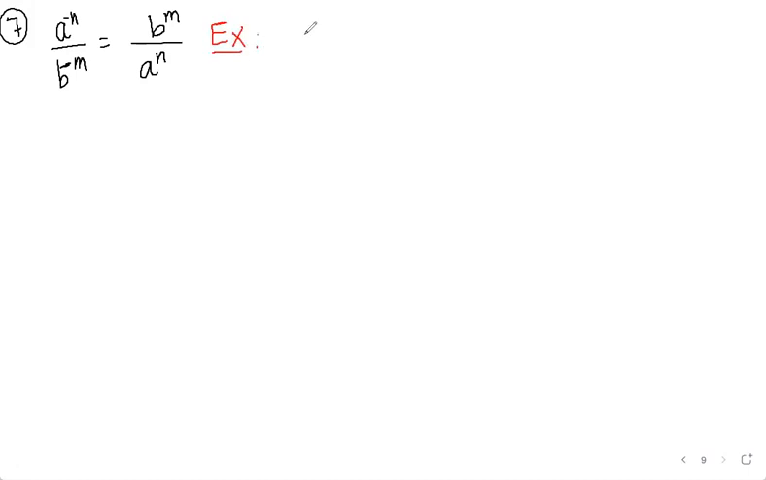Example: 2 to the power minus 3 over 4 to the power minus 5. So this is equal to, we have to move everything, like moving the numerator to the denominator and the denominator to the numerator. So I get here 4 to the power 5 over 2 to the power 3. And that's it. Okay, examples for this.